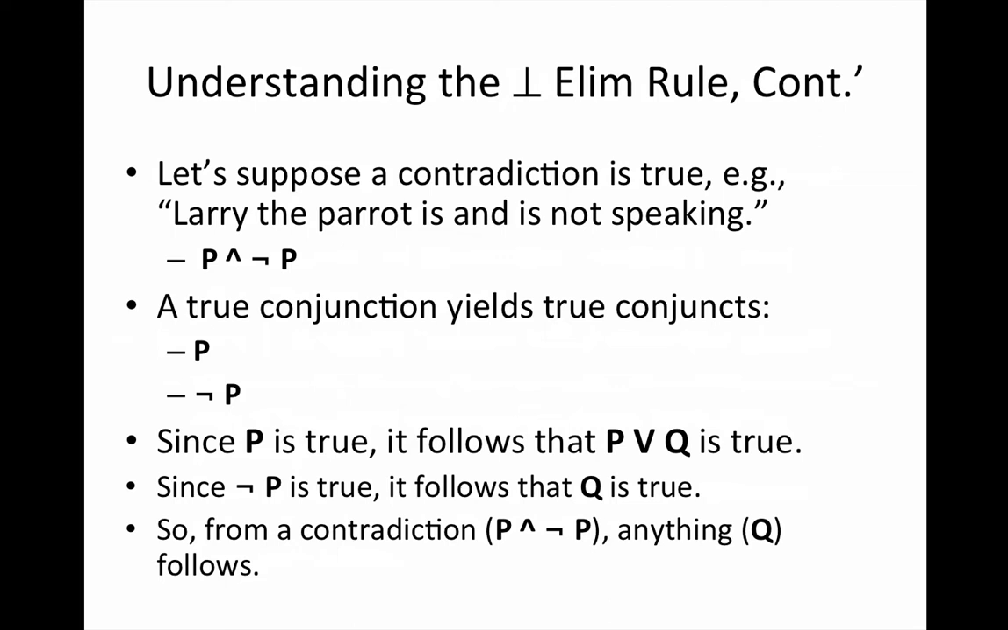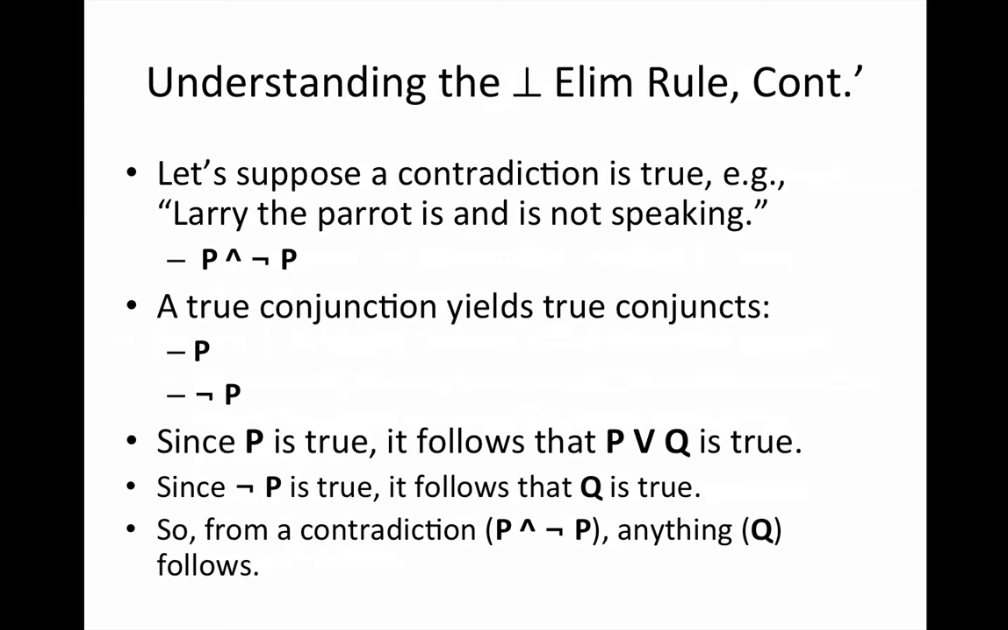We also know that since not P is true from the conjunction P and not P, it follows that Q is true. In other words, if it's true that Larry the parrot is speaking or Santa Claus is real is true, and we also know that the sentence Larry the parrot is speaking is false, in other words, it's not the case that Larry the parrot is speaking, it follows that Santa Claus is real. So, from a contradiction, namely P and not P, anything Q, in this case Santa Claus is real, follows.